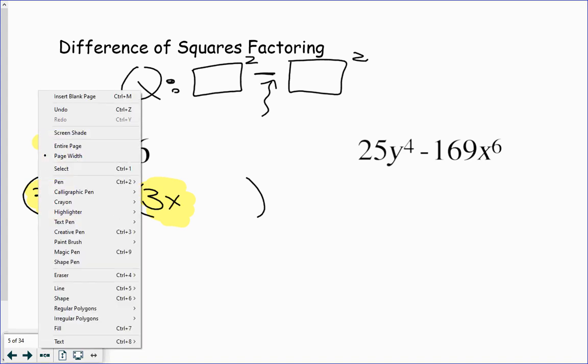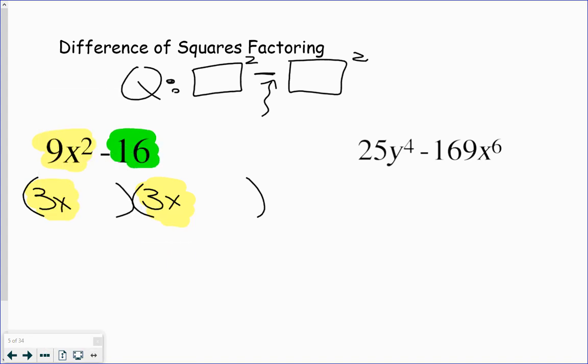Okay, next number is 16. We're going to do that one in the second spot. What times what is 16? 4 times 4. And again, it has to be like the square root of 16. And then what did you do with the signs? Do you remember? Minus and plus. And that's it. You're done.